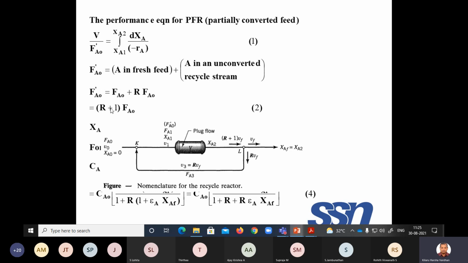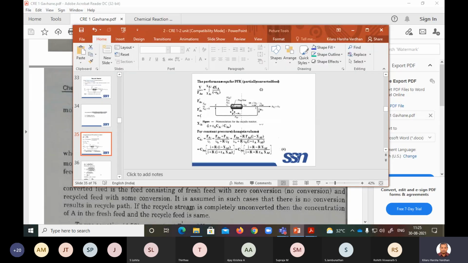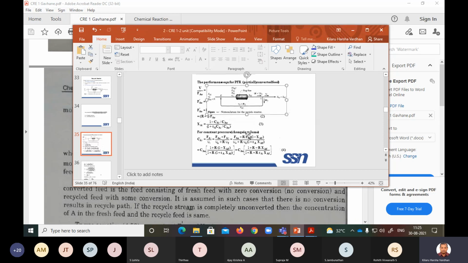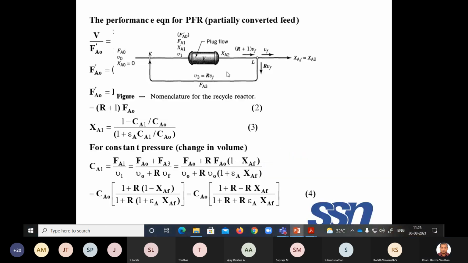So the unknown quantity you are writing in terms of the known. So we need to write for XA1. XA1 is again unknown, so how will we write that? I'll put this up so that you can understand much better. Now let us write for XA1. XA1 is nothing but the conversion here. We know that XA is nothing but 1 minus CA by CA naught.